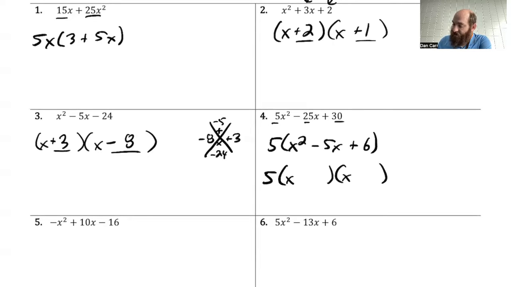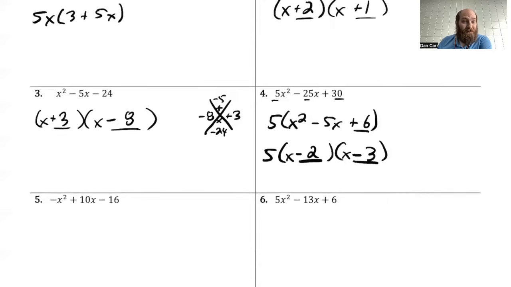So now I can move to this step where it's x and x. I have a positive 6 here. So these two numbers have to multiply to a positive 6, and I have a -5 in the middle. The only way for me to have a negative in the middle and a positive at the end is if they're two negatives. What multiplies to 6 but adds to -5 is a -2 and a -3. And that's it for that factor.